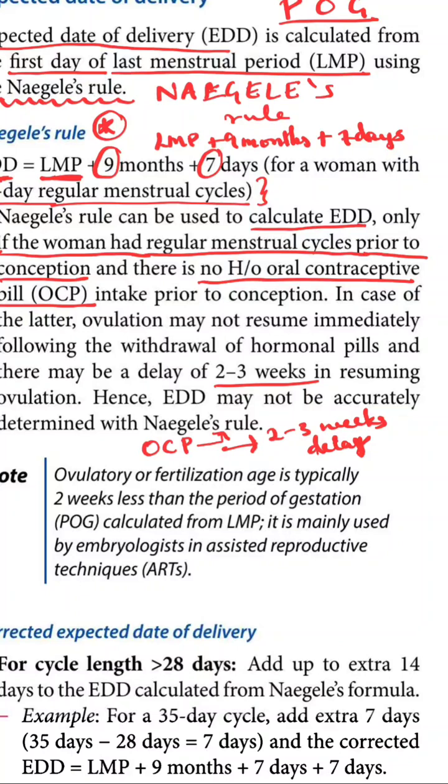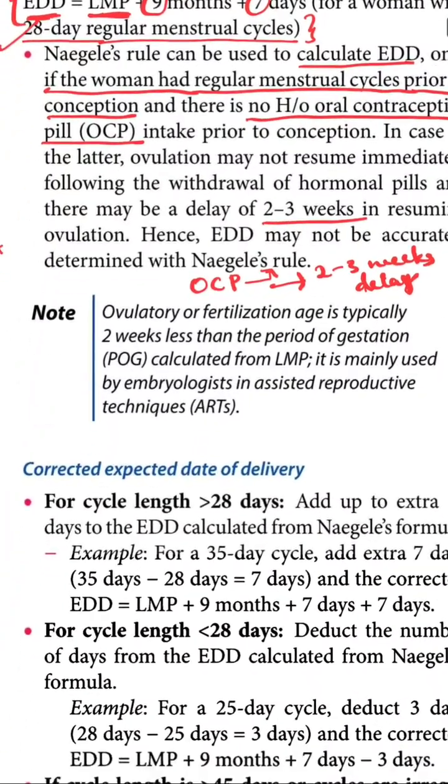The period of ovulation and fertilization age is typically 2 weeks less than the period of gestation calculated from LMP. It is mainly used for embryos. Okay, this is not needed.